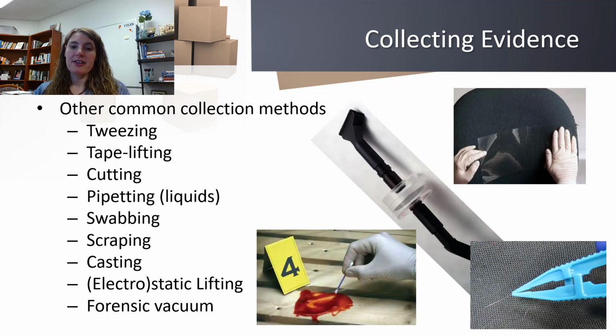There are a myriad other collection methods, including tweezing, tape lifting, cutting, pipetting, and more. The type of collection method is going to depend on the type of evidence that you're trying to collect. Tweezing is very useful for trace evidence that's visible to investigators. Tweezing gives the investigators very specific evidence to analyze, and it doesn't give us a lot of extra data.